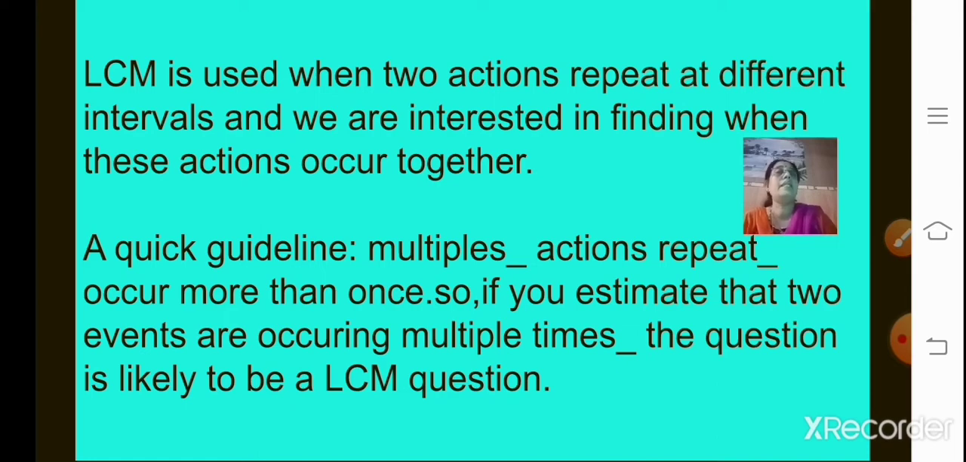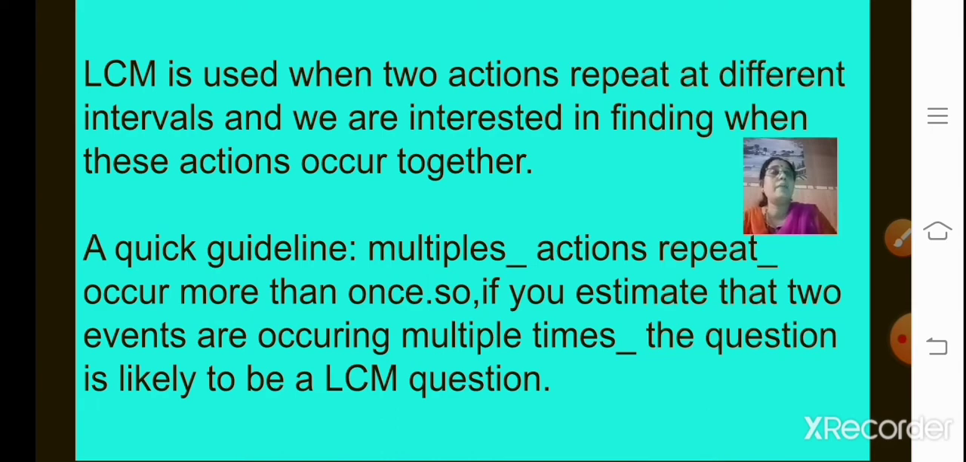how we can find that a question is of an LCM type, that is where we have to find the least common multiple. Now LCM is used when two actions repeat at different intervals, and we are interested in finding when these actions occur together. That is when the actions go on repeating again and again. Now the keyword, that is where the multiples of a number are given, where the actions repeat or occur more than once, and if you estimate that two events are occurring multiple times, the question is likely to be an LCM type of question.